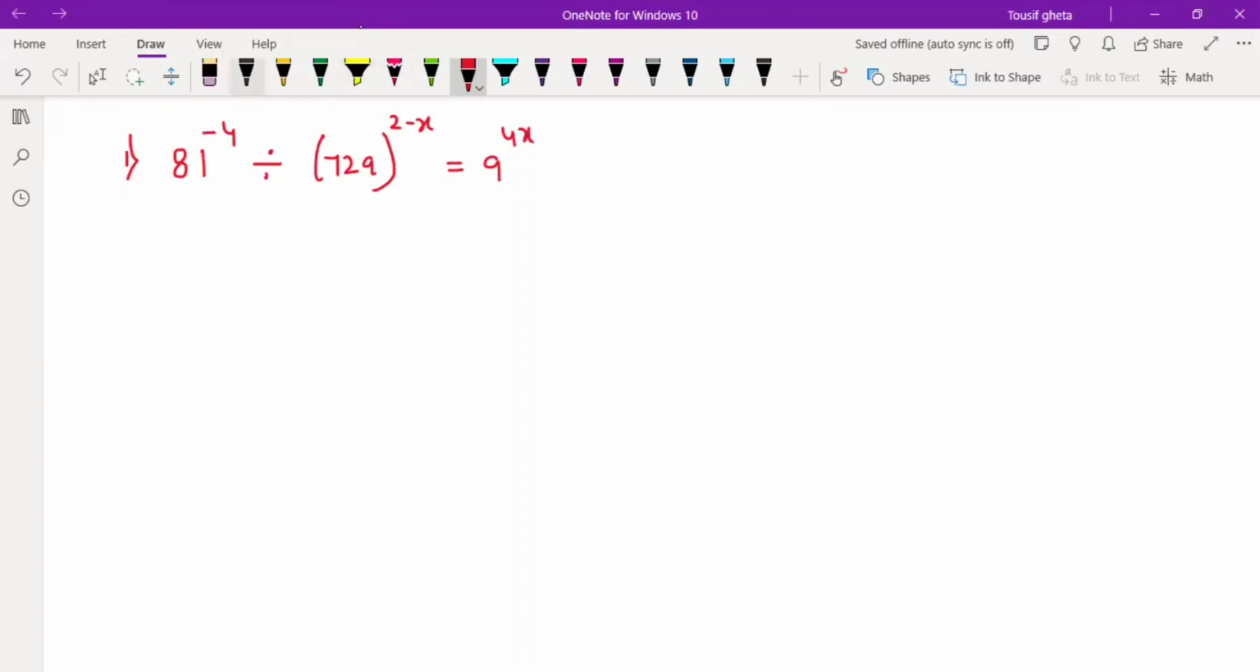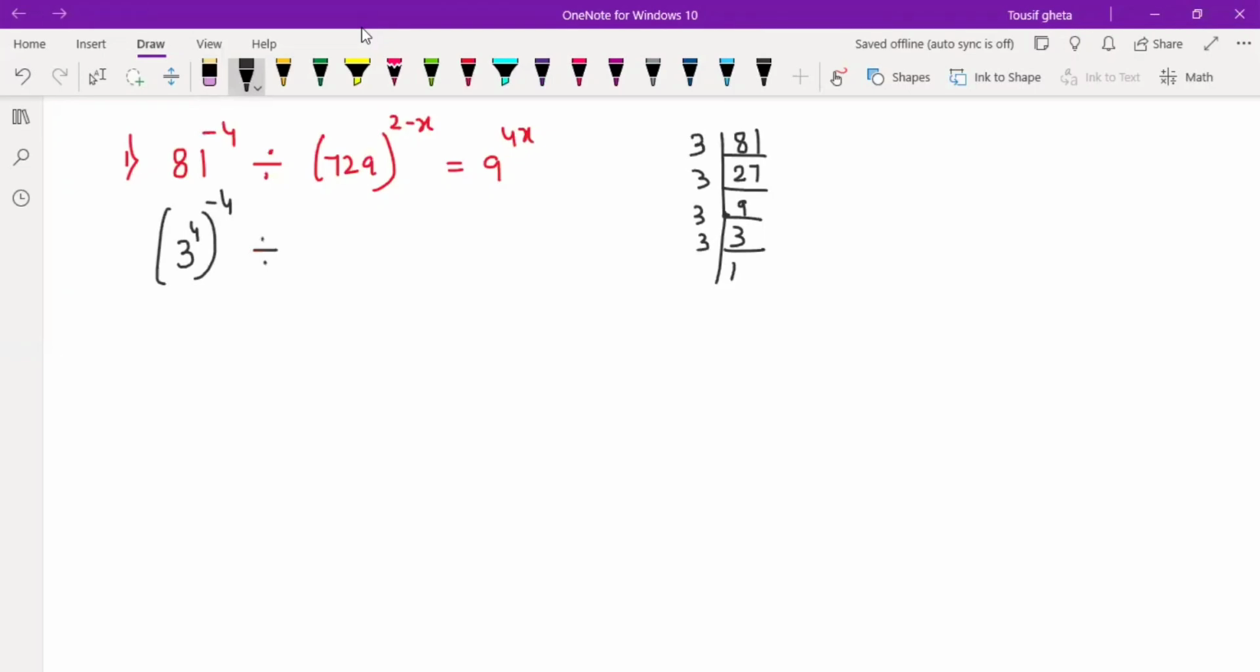So we know 81 is divisible by the factor 3. That is 3 27s are 81, 3 9s are 27, 3 3s are 9, and 3 1s are 3. So in the place of 81, we're going to write 3 to the power of 4 and whole to the power of minus 4. We write it as it is, divided by, once again, 729.